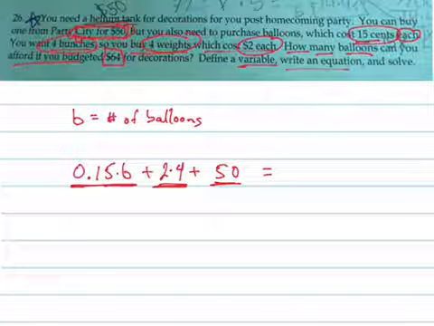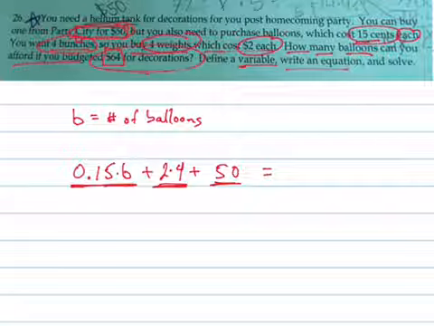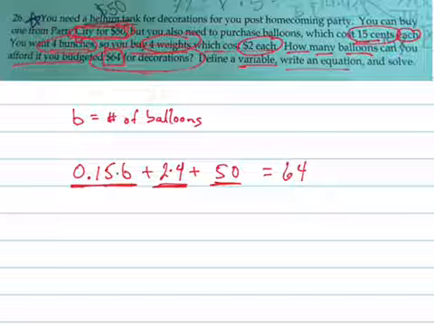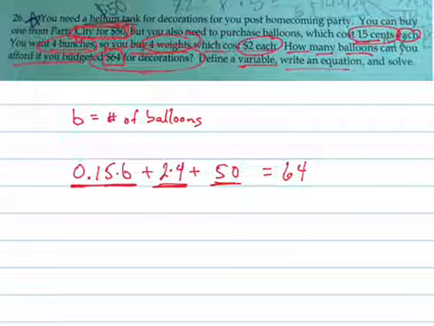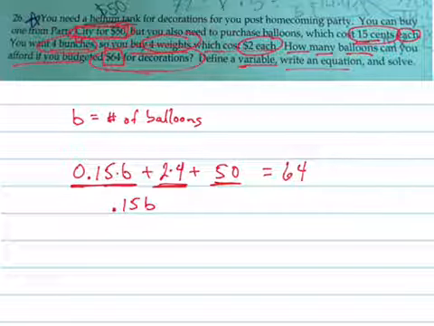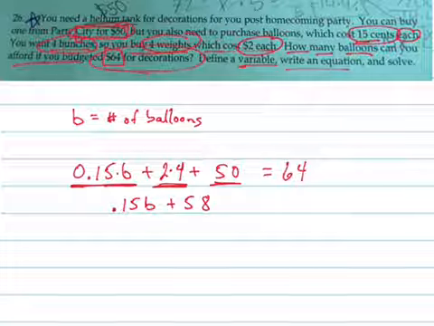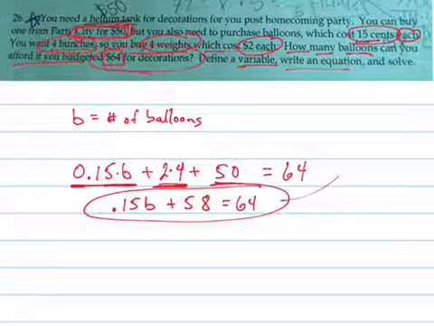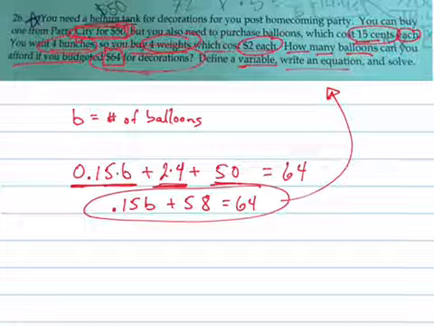And what's the total amount that I have to spend? $64. Just a couple, right? Make sense? Yeah. So I'm trying to figure out what the answer to b is. So I could write it like this: 0.15b plus 58 equals 64. That's probably the cleanest equation. So that's my equation. Got it?